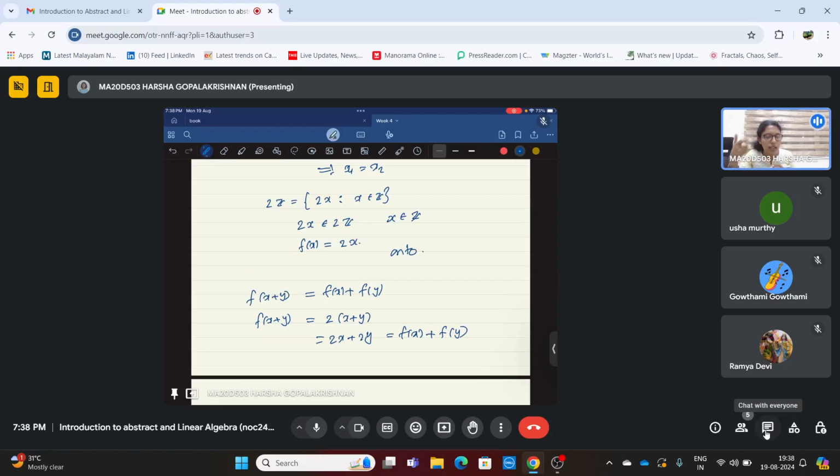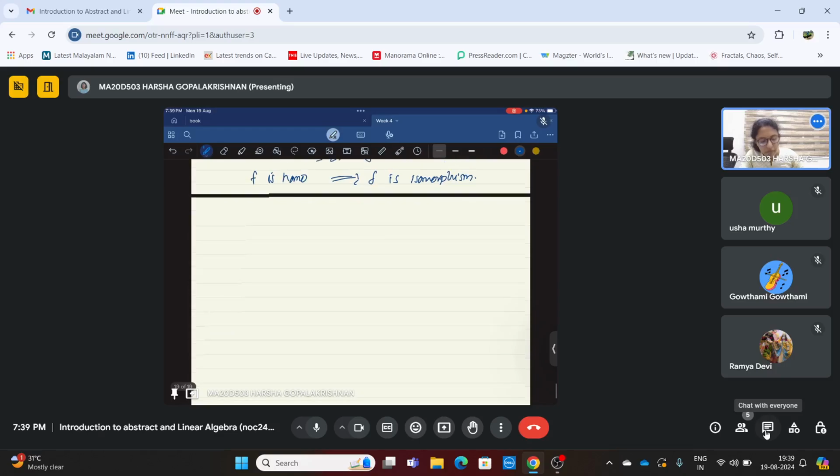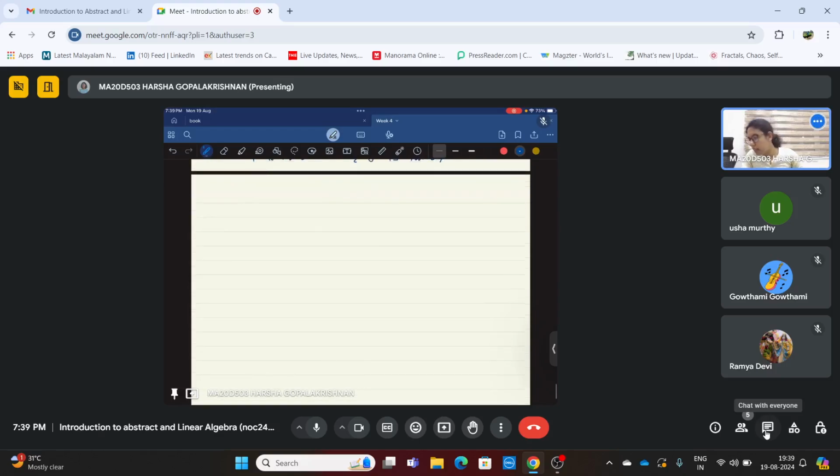Okay, so we got the homomorphism condition also. So f is a homomorphism, it is homomorphism, 1-1 and onto. So altogether it implies f is an isomorphism. So option C is the correct answer, that f is an isomorphism. This is also a very trivial question. If you have any doubt, please ask. We will go to the next question.